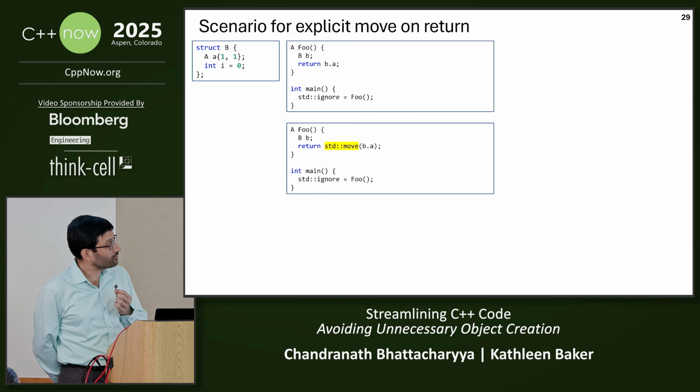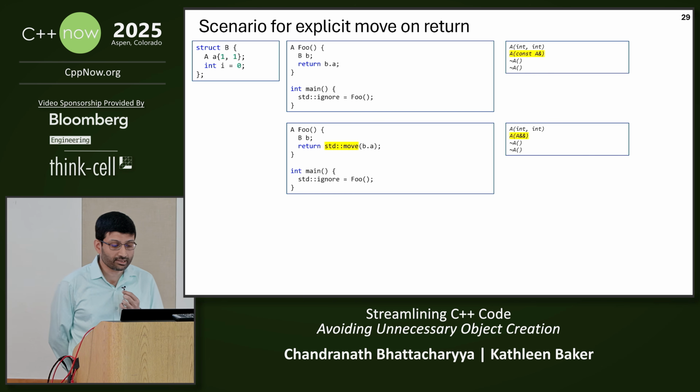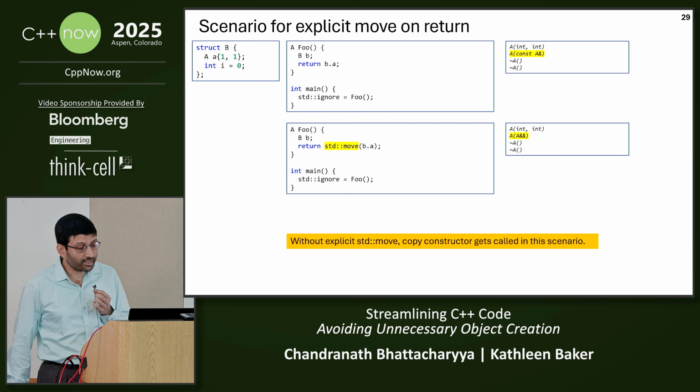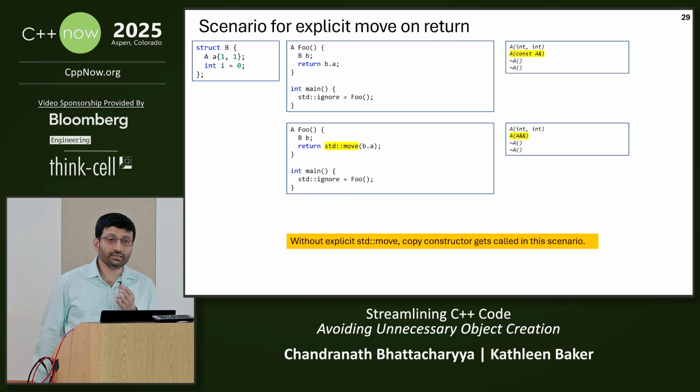So as you can see, this piece of code, the first one just returns b.a, and the second one does a move, and here's the output. So as you can see that without explicit std::move, the copy constructor gets called in this scenario.